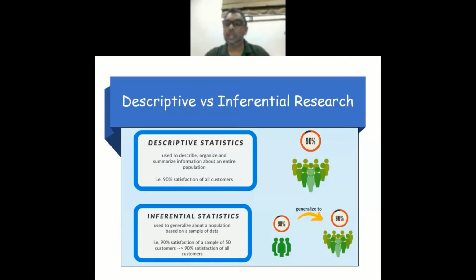Inferential. Kenapa dia pakai ayat? Dia kata use to generalize about the population based on the sample. What does that mean? That means in a province there are 10,000 people. So you buat satu study. But it's impossible for you to get 10,000 people. So you get a sample.